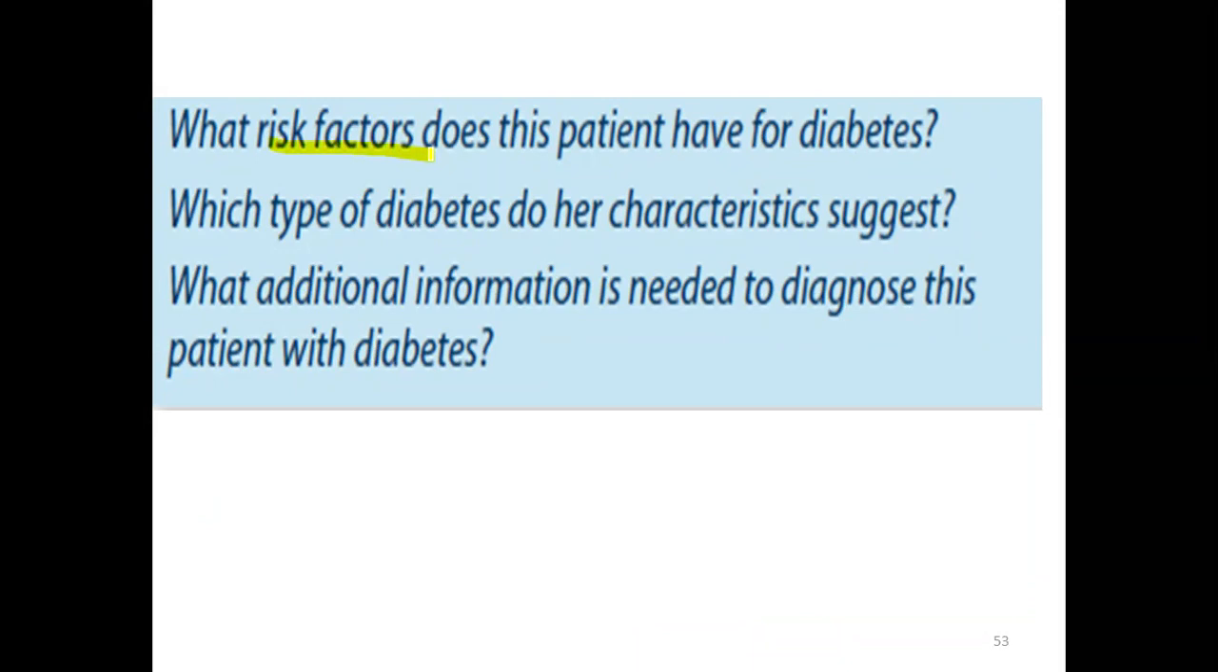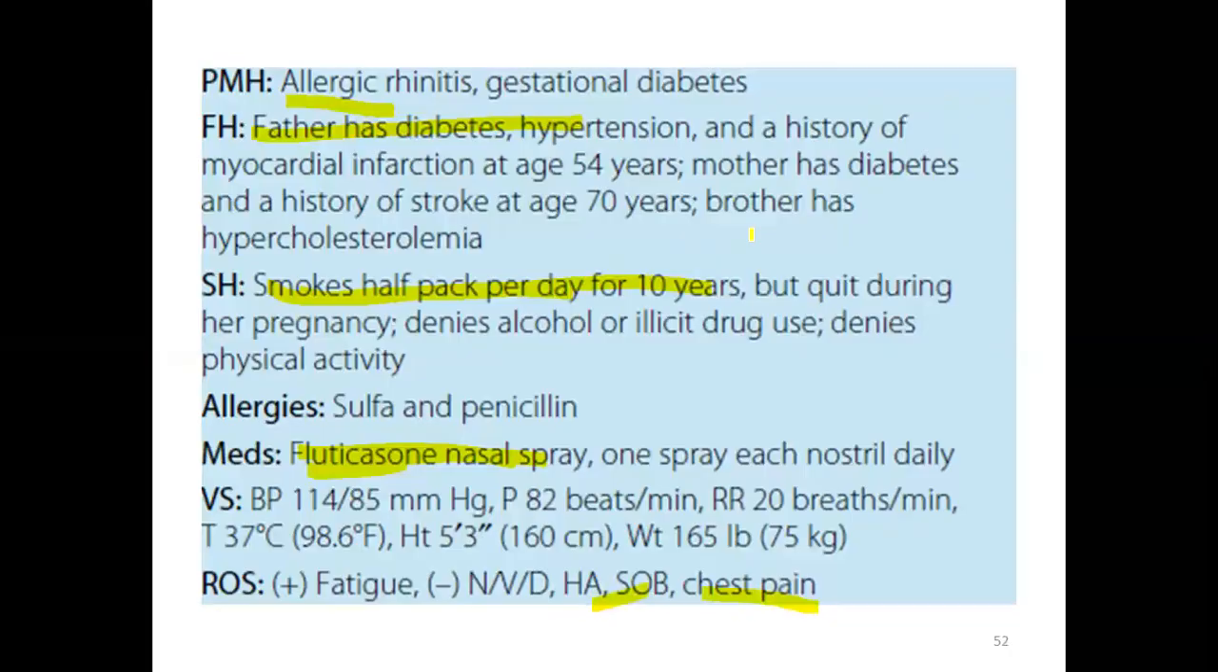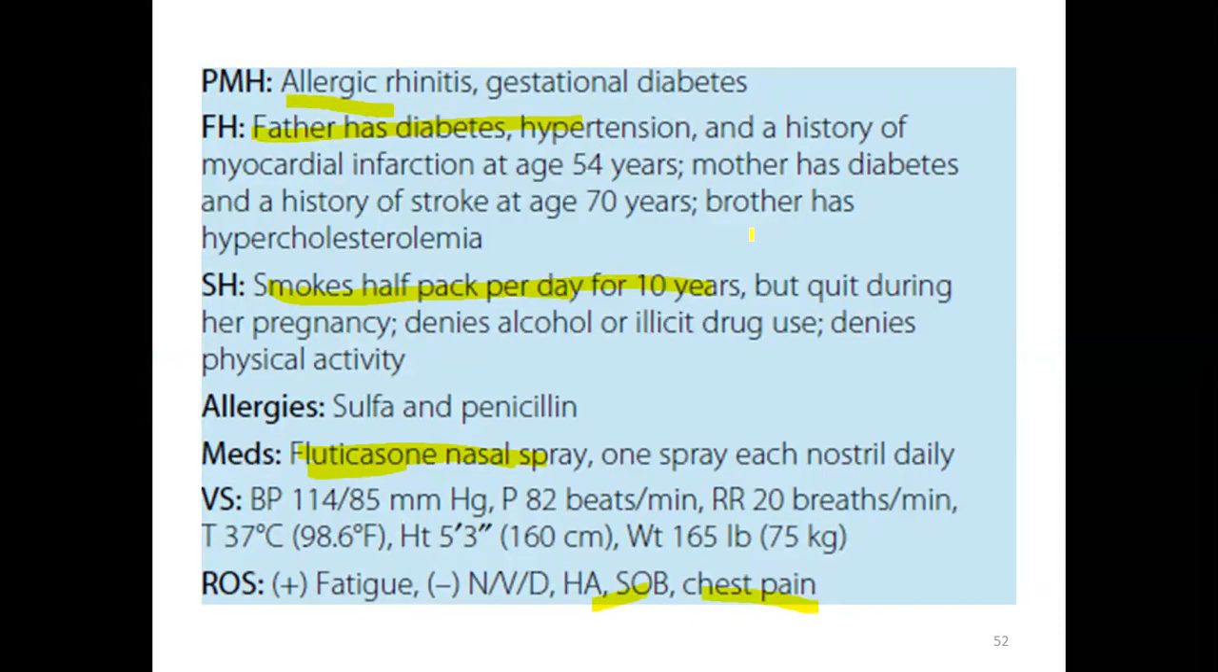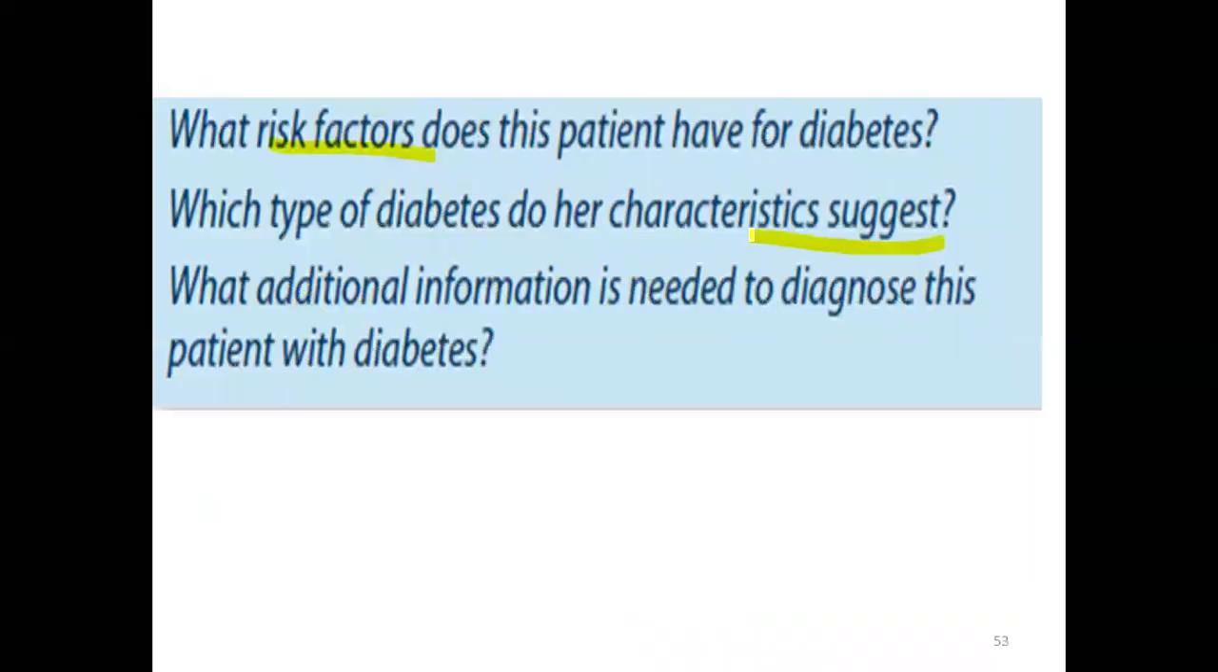Then which type of DM do her characteristics suggest? Most likely it is gestational DM, because those features are present during the time of pregnancy. Then what additional information is needed to diagnose this patient with DM? So what additional information do we need?